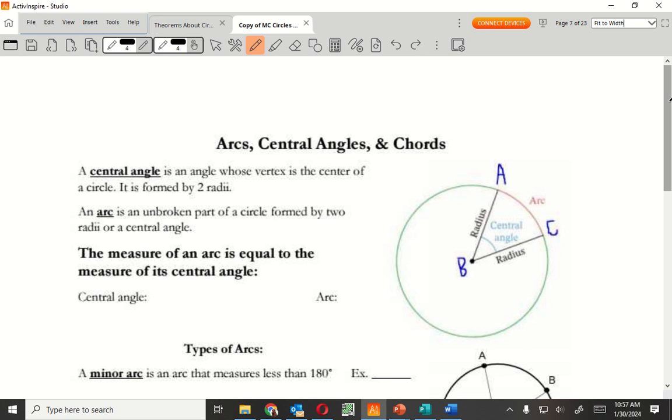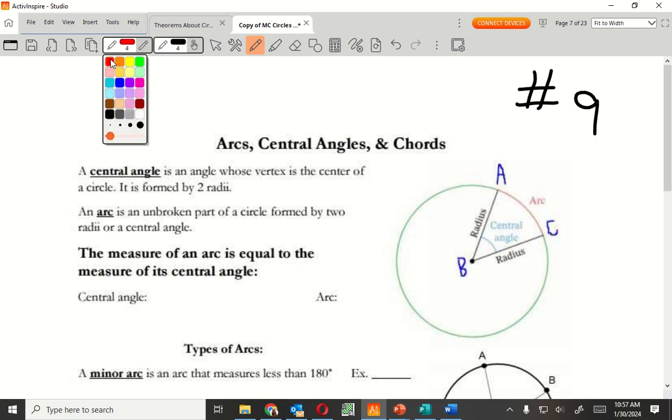Anyway, arcs, central angles, and chords. So for those people following along at home, we are on page number 9. You can go to my channel and see that we're on page number 9. If you're watching this video because you missed the class last week, yours will say page number 7, or page number 5.